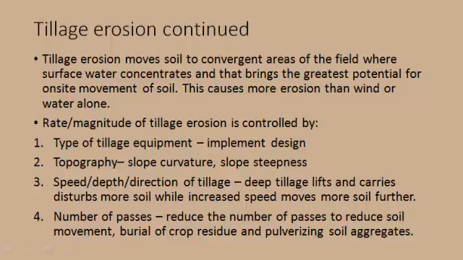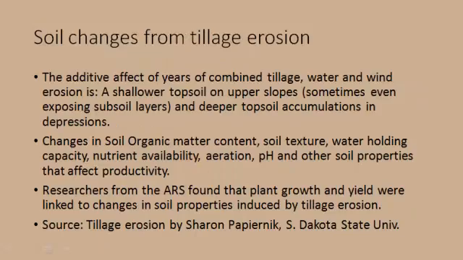And the additive effect of years of combined wind, water, and tillage erosion is a shallower topsoil on the upper slope and a deeper topsoil in the depressional areas. There are changes in soil properties that affect crop productivity. Properties like organic matter content, texture, nutrient holding capability, and water holding capacity that we will speak about more in a couple of minutes. And researchers from the Agricultural Research Service have found that the plant growth and yield were linked to changes in soil properties caused by tillage erosion.